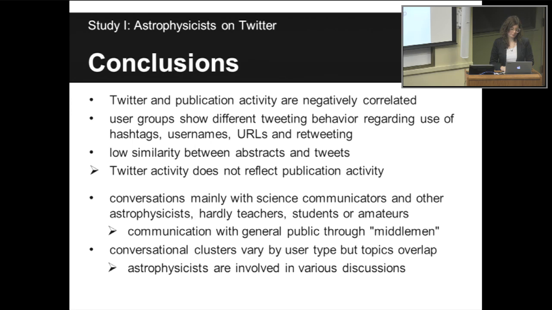We also saw that the conversations of these astrophysicists were mainly with other astrophysicists or with science communicators, but hardly with teachers, students, or amateur astronomers, and that communication with the general public, if it's there, seems to go through middlemen like the science communicators. We also saw that the conversational clusters vary by user type, but that topics mainly overlap. So if an astrophysicist is on Twitter, at least in our sample, they were discussing all different kinds of topics. They don't only focus on specific research topics.